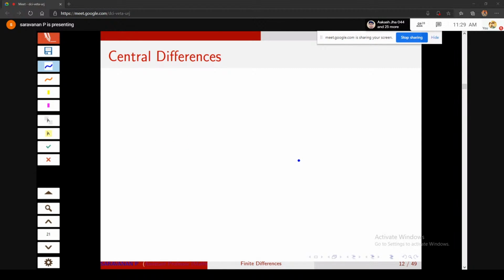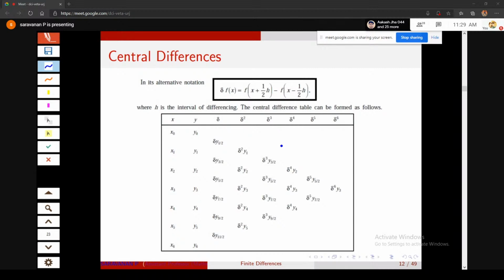I hope up to last class we have done this only. And in the case of f of x, we will define it like this. Delta f of x is f of x plus h by 2 minus f of x minus h by 2, you find the difference. Now, in case of central difference table, look at the center.